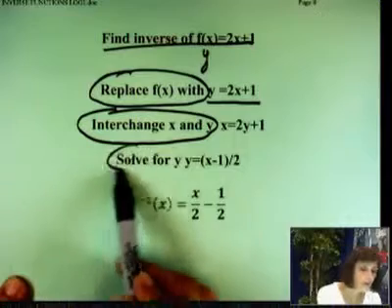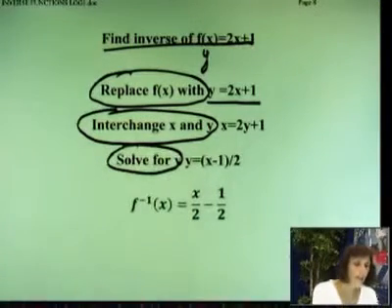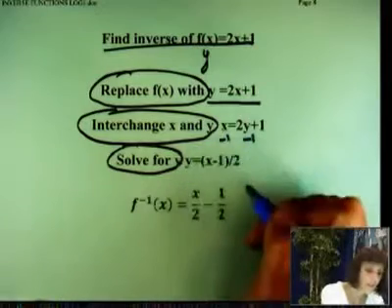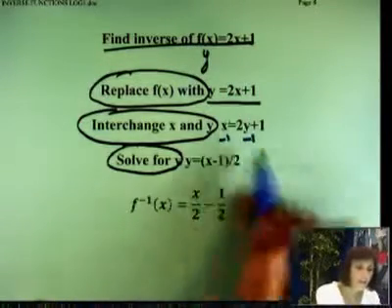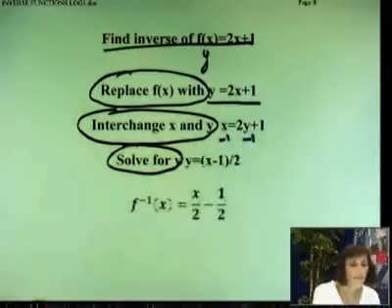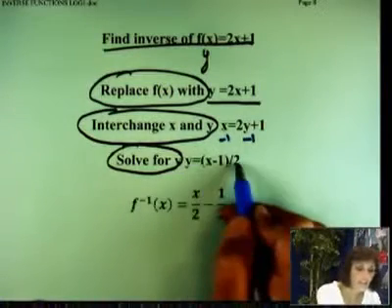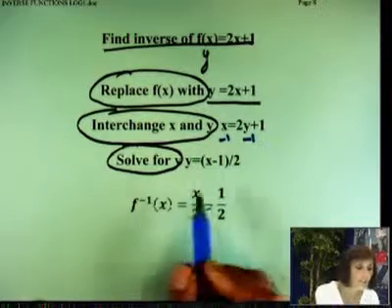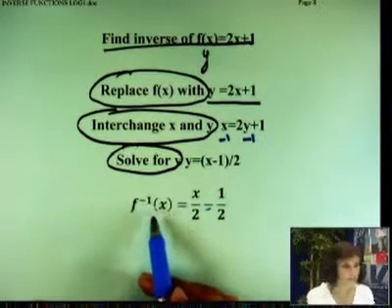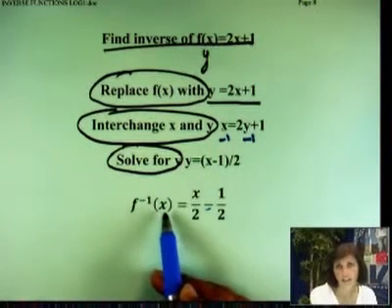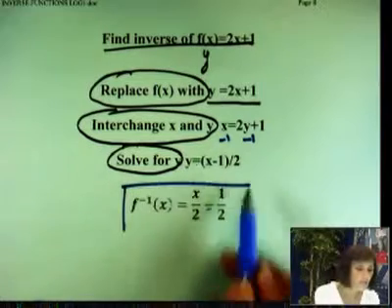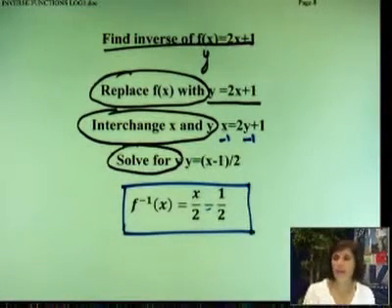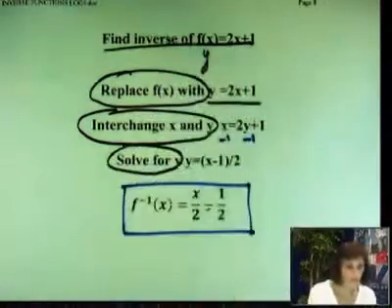Now you're going to solve for y. Look at what you're going to do. You can subtract 1, and you'll get x minus 1, and then you have to divide by 2. Here we go. When you write it nicely, this is how it looks: x over 2 minus 1 over 2. What was the last step? Replace the y with the inverse notation. Here's the inverse notation. And guess what? f inverse of x is actually the inverse of that.